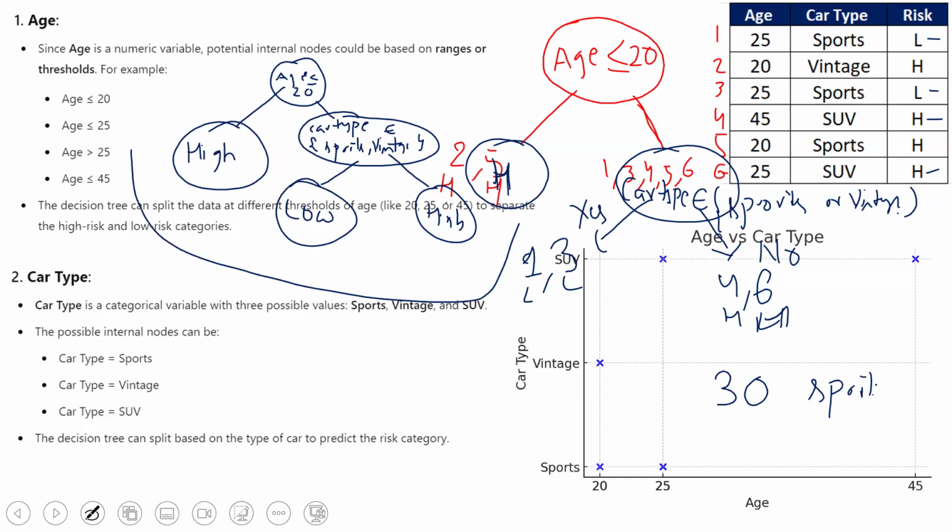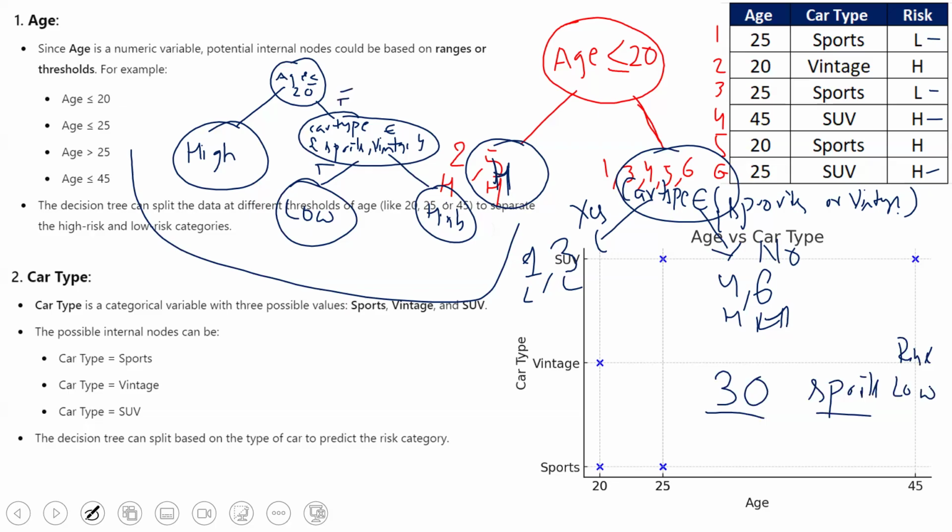Now if we want to predict the risk level of this particular customer, we use this: age less than or equal to 20. The age is 30, so this is false. I'll come here. Car type belongs to sports or vintage. It belongs to sports. True. So the risk level of this is low, right?